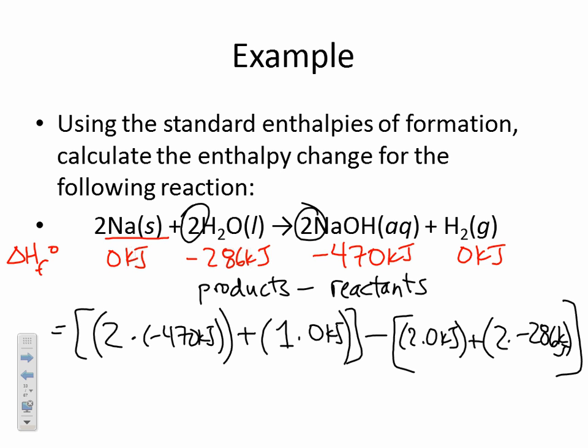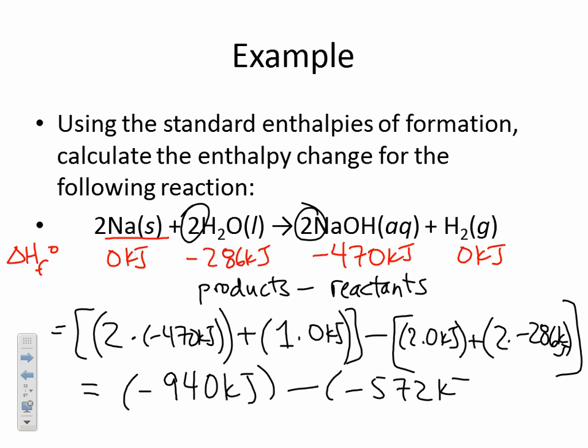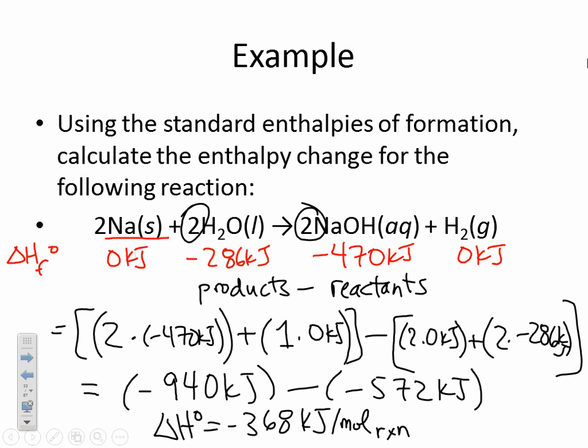Simplifying it just a little bit before I get an answer, which I strongly recommend you do rather than trying to do it all at once. I get minus 940 kilojoules from the products, minus a negative 572 kilojoules from the reactants. So simply adding those together, we get a delta H naught value of negative 368 kilojoules per mole of reaction. And that's it. So you'll see practice problems with this when you come into class on Tuesday on standard enthalpies of formation.